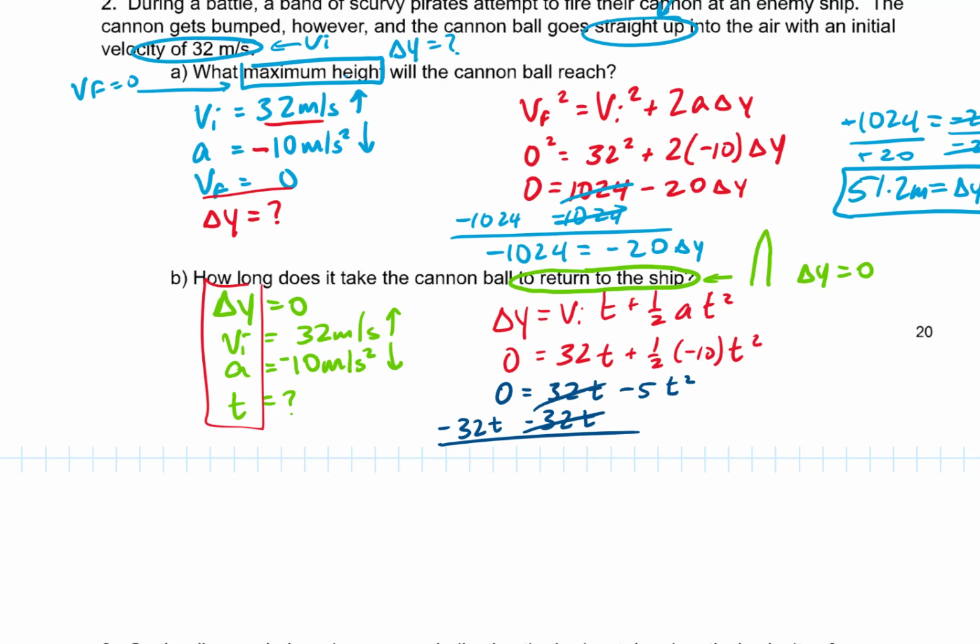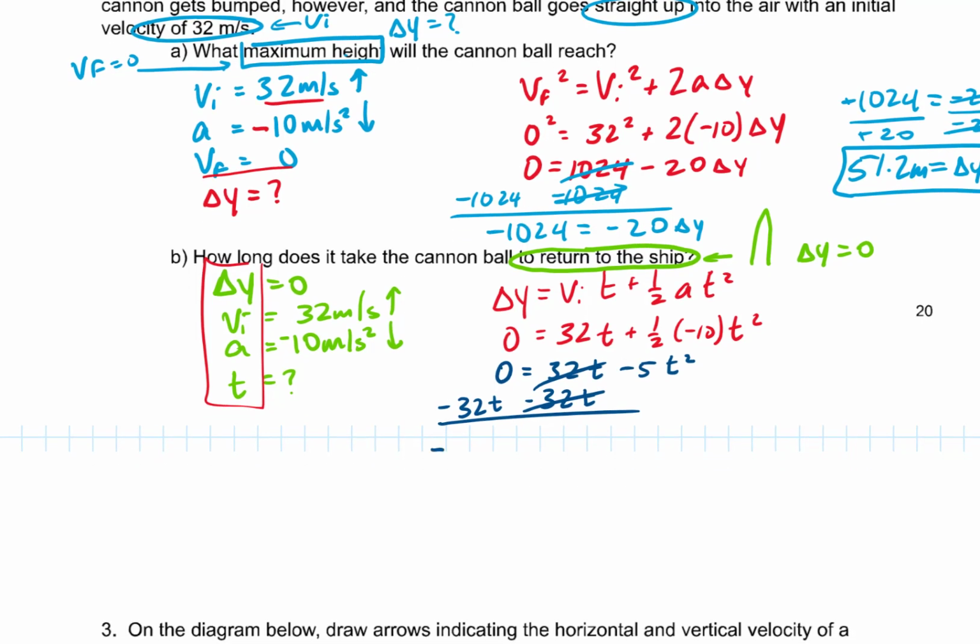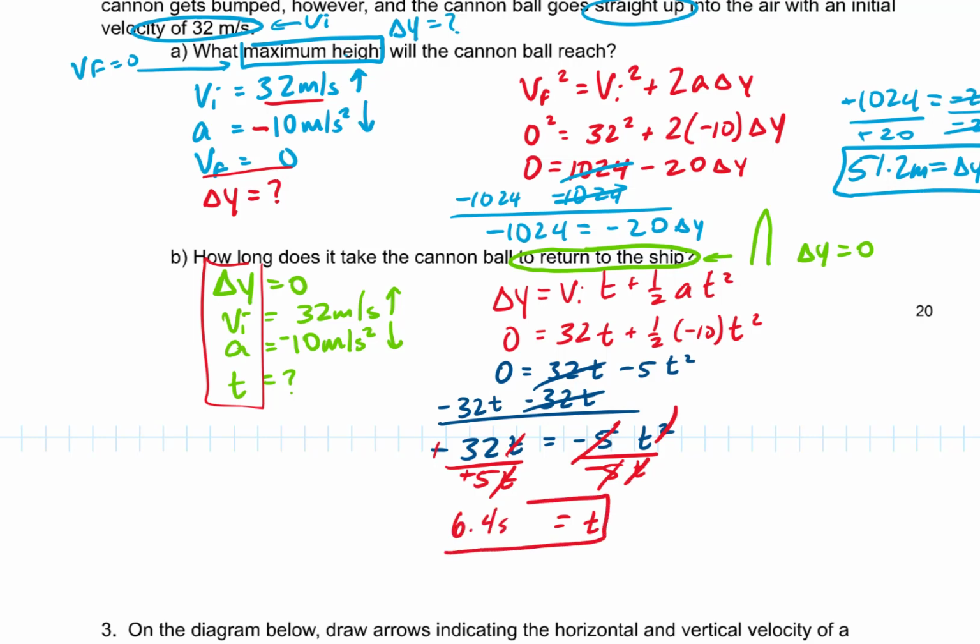So that goes away. I get negative 32t is equal to negative 5t squared. So if I want just one t on this side, what I can do is divide by negative 5t. So 1t goes away, and the 5's go away. So I'm left with t on this side. Both these t's go away, and the negative sign goes away. So I get 32 divided by 5. That's 6.4 seconds is equal to the time.